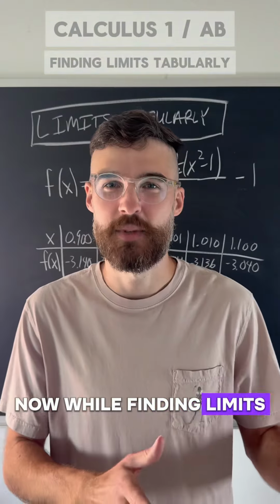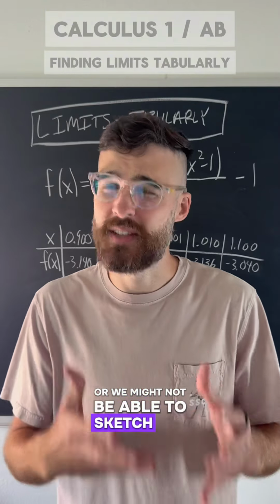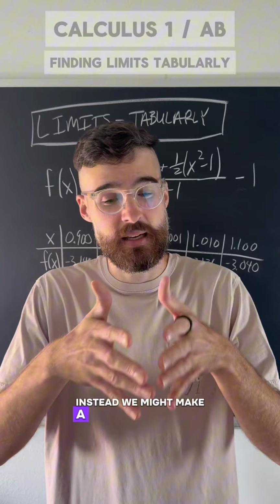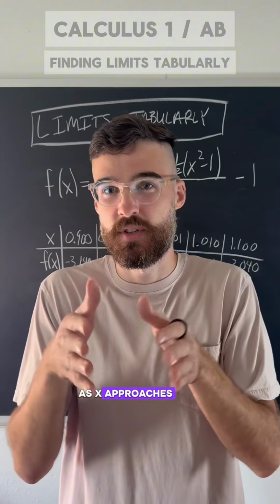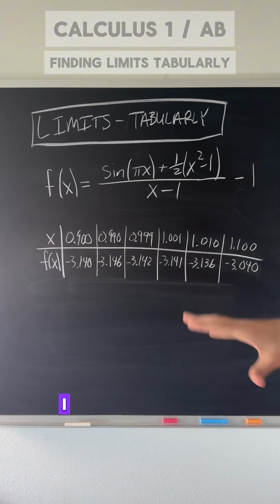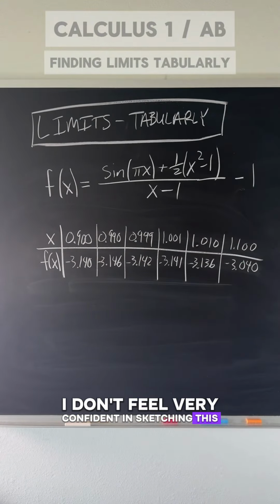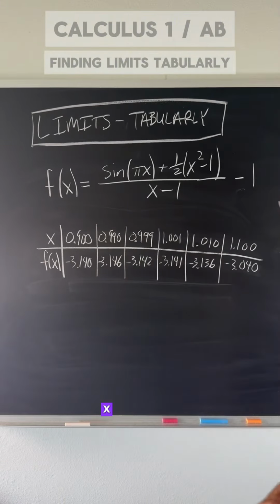Now, while finding limits graphically is relatively straightforward, we're not always given the graph, or we might not be able to sketch the graph with ease. Instead, we might make a table of values to investigate what happens to the behavior of the function as x approaches that number that we're interested in. Here we're given a function f of x, which personally I don't feel very confident in sketching. So instead, I've gone ahead and created a table where the x values get closer and closer to x equals 1.